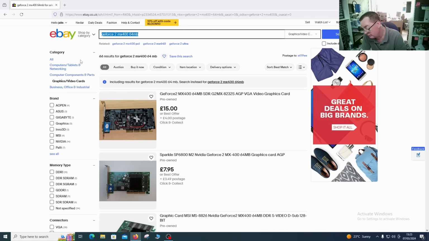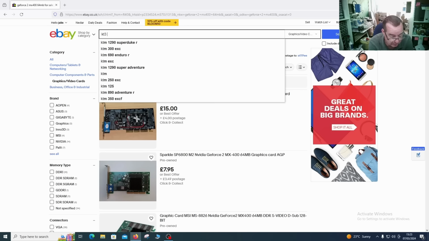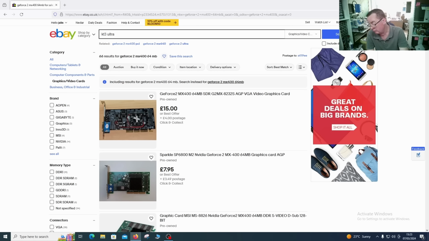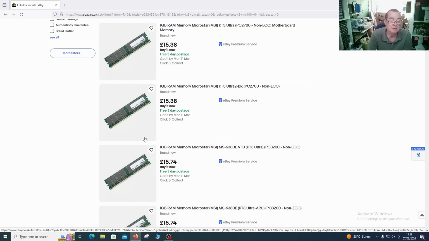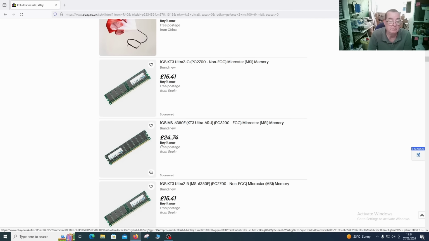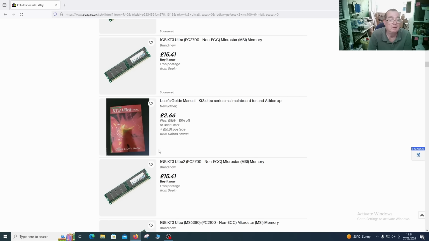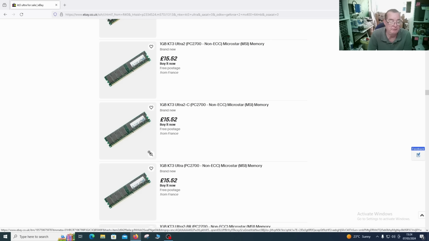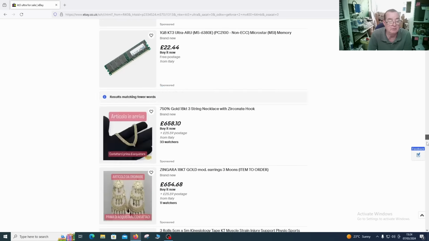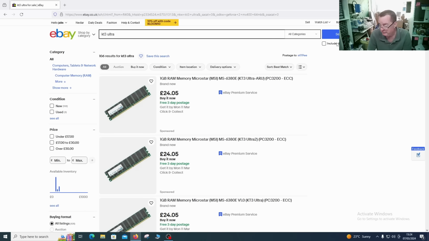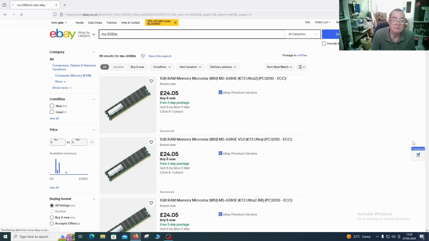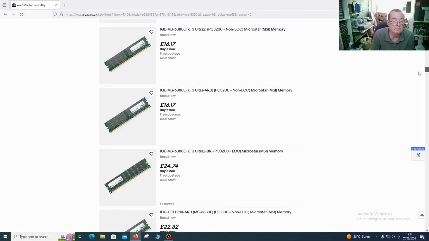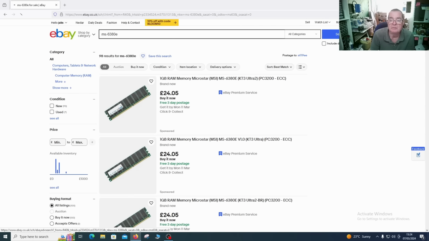And the motherboard. KT3 Ultra. Doesn't show up in the for sale, anybody offering these? Nope. Let's just go for the other model number, MS-6380E. Okay. No. Are any of these sold?